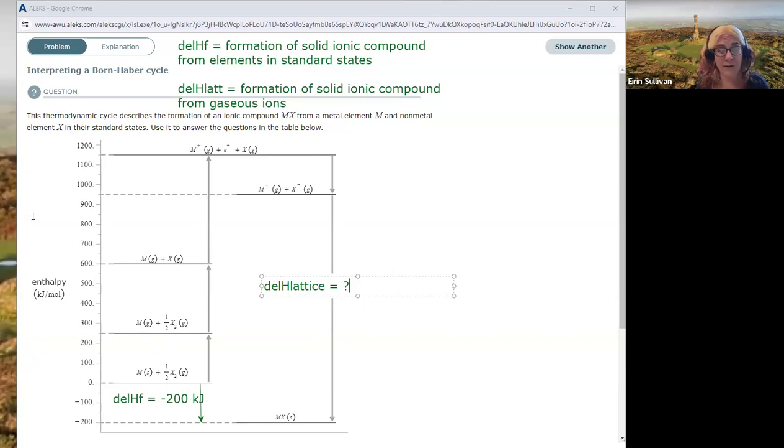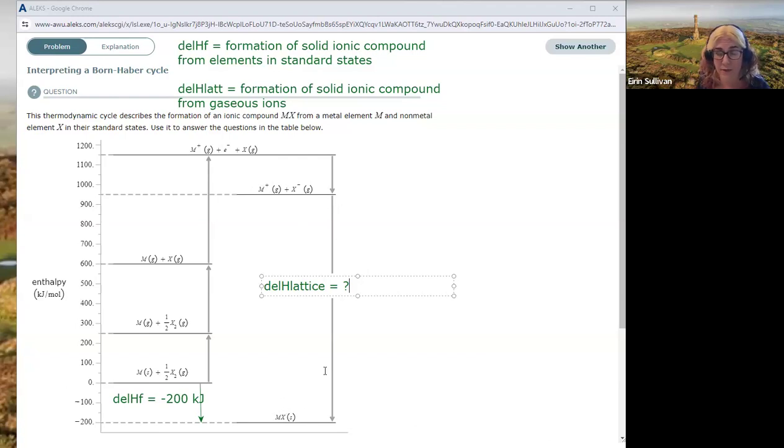Also for ALEKS, because there actually is an axis on this scale, you can read off the lattice enthalpy right now. The reactants, the cation and the anion, are sitting up here at 950 kilojoules, and the product is down here at minus 200. So 950 to minus 200, I'm going to expect my answer to be minus 1,150 kilojoules.